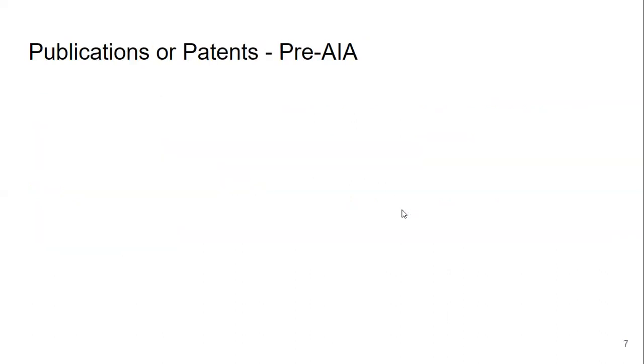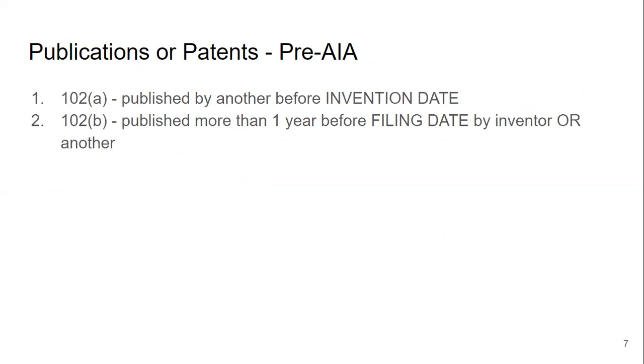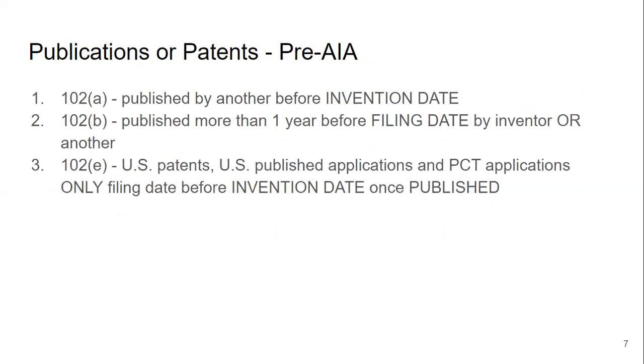So then for publications or patents for pre-AIA, we have 102(a), which is published by another before the invention date. 102(b) is when it's published more than 1 year before the filing date by the inventor or another. And then 102(e) is US patents, US published applications, and PCT applications, only the filing date before the invention once published. 102(e) has a lot of nuances to it, but basically the 102(e) date takes place once it's published. That's the first part of it.